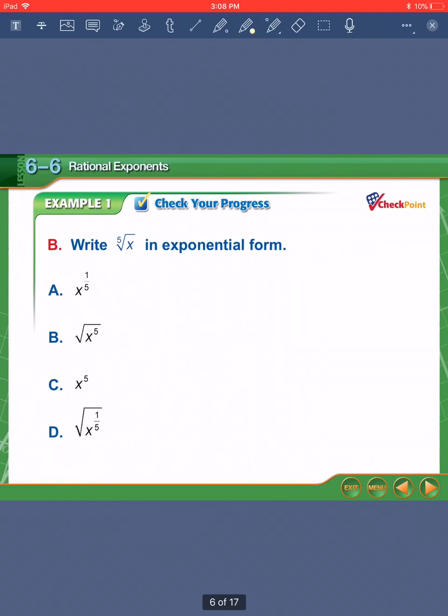I've got the 5th root of x. So x. The 5 is the root, so that's going to be my denominator. Over, I don't have a power being raised to x in the radical, so it's going to be 1. So it's x to the 1/5 power.